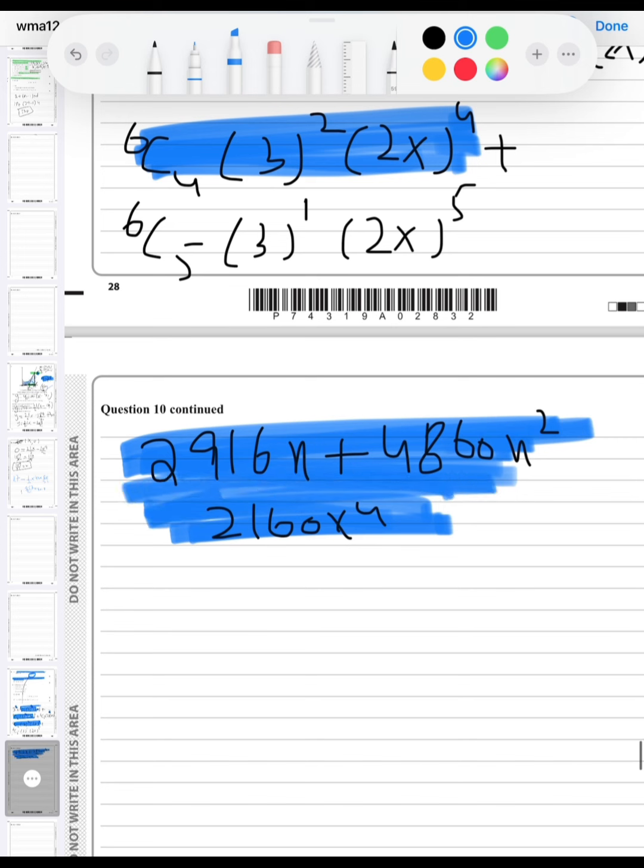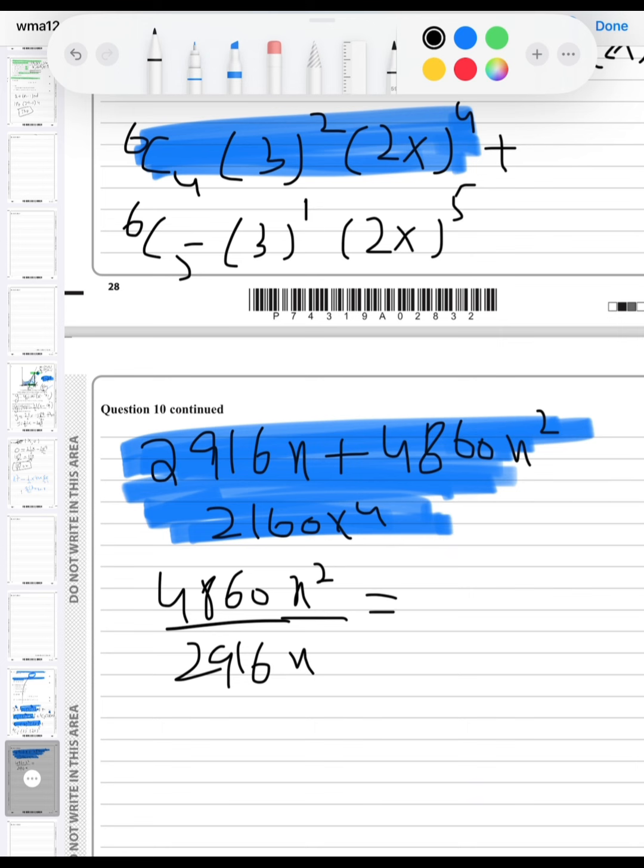So we have to find the value of x. When they say the terms are consecutive in a geometric sequence, consecutive means that the ratio must be the same, which means it will be like this: 4860 upon 2916 with x squared upon x, and the other one, as they are consecutive, will be 2160 x to the power of 4 upon 4860 x squared.